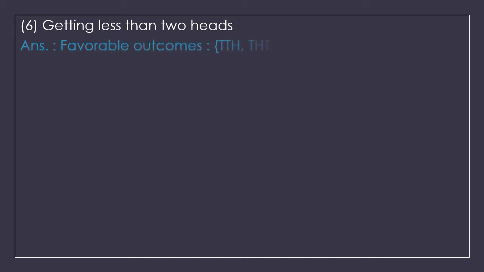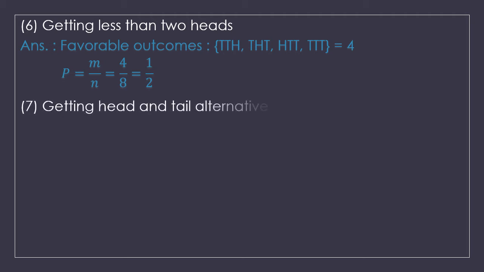That's the sixth sub question, getting less than 2 heads. Now less than 2 heads means actually the same thing, that is 1 or 0 heads, but not 2 because it is less than 2. So the favorable outcomes will be just the same as the fifth question, and the probability will also be the same as the fifth question, that is 4 upon 8, 1 upon 2. The sixth question was just changing the words, that's all. We have to think about it logically.